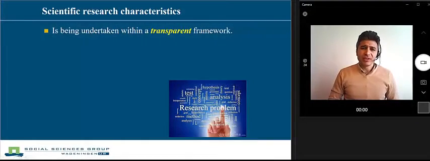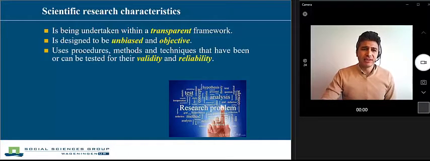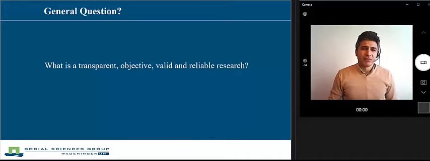So scientific research has characteristics in terms of transparency, objectivity, validity, and reliability. So now think about these terms. Before I give you information on these terms, I would like you to elaborate on these issues yourself. So please take 5 minutes of your time again and reflect on these terms.